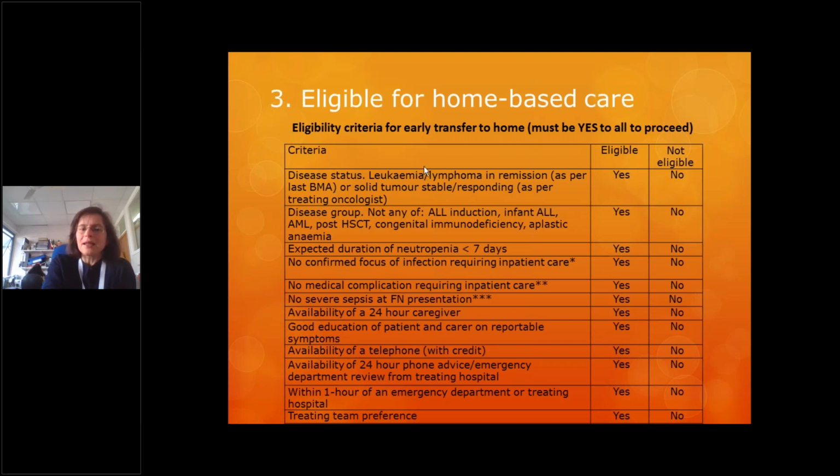Patients need to be in remission, whether they have leukemia, lymphoma, or a solid tumor. ALL in induction and infant ALL, the same patients as before, were completely excluded from this management. Expected duration of neutropenia is less than 7 days, and this is where you may need some input from your primary treatment center. Then again, no confirmed focus of infection, no medical complications, no severe sepsis at presentation. And the social factors: availability of a 24-hour caregiver, of a phone, and the ability to go rapidly to a hospital within 1 hour in case of deterioration or changes at home.